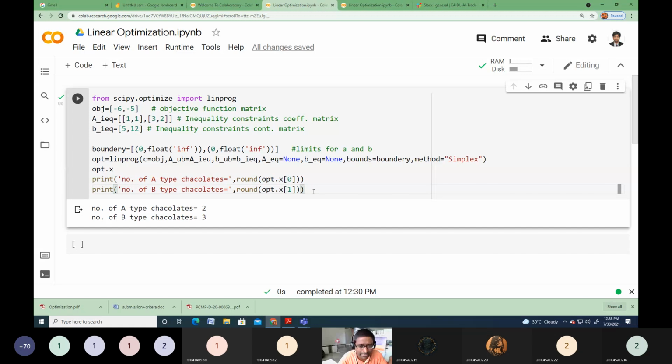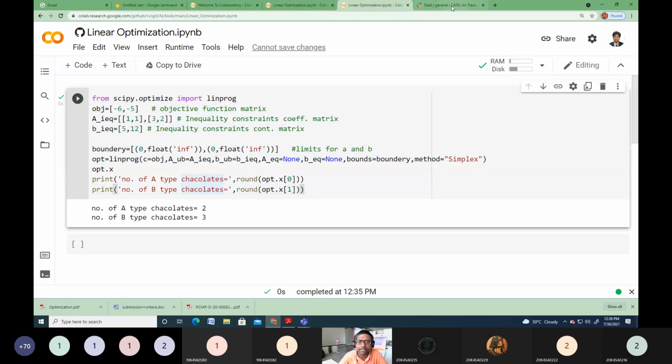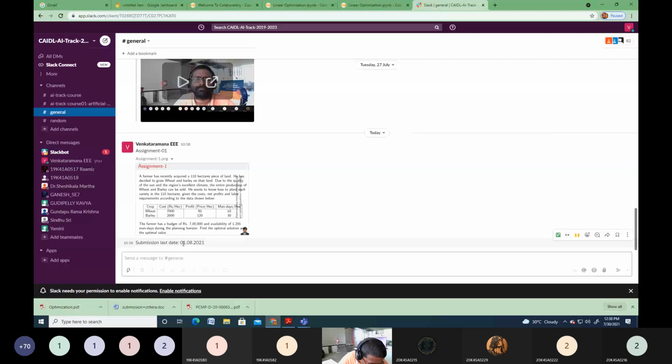It is very simple. It will not take much time as well. So this is the thing you have to do as an assignment and you have to complete it by the next coming Sunday. You have to submit it on or before 1st 8 2021.